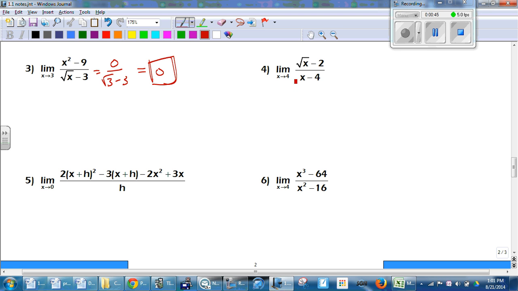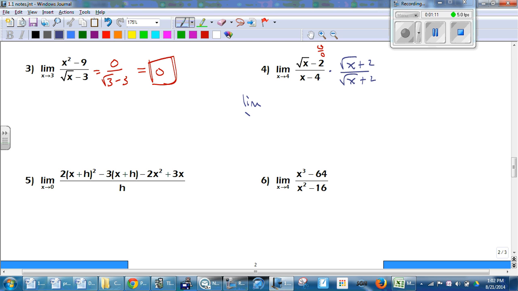Here's another one. If we look at direct substitution, put 4 in here. Square root of 4 is 2 minus 2. We get 0 on top, 0 on bottom. Since this comes out to be 0 over 0, we know we need to try and do something else to evaluate the limit. And there's no factoring going on here. There's a square root. So this is one of those ones where we're going to multiply by the conjugate. So our conjugate in this case would be square root of x plus 2. We're going to do that on the top and on the bottom.